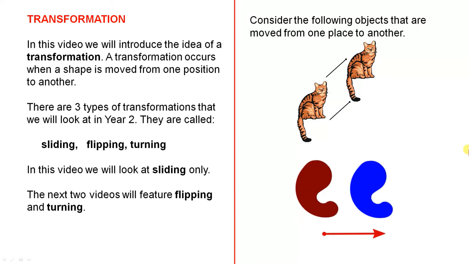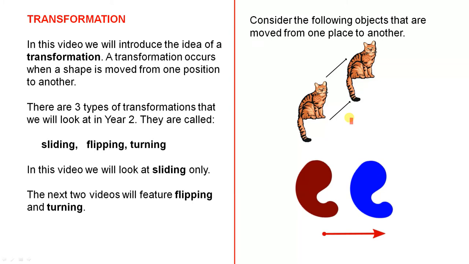There are three types of transformations that we will look at in Year 2. They are called sliding, flipping, turning. In this video we will look at sliding only. The next two videos will feature flipping and turning. So let's look at some simple examples.